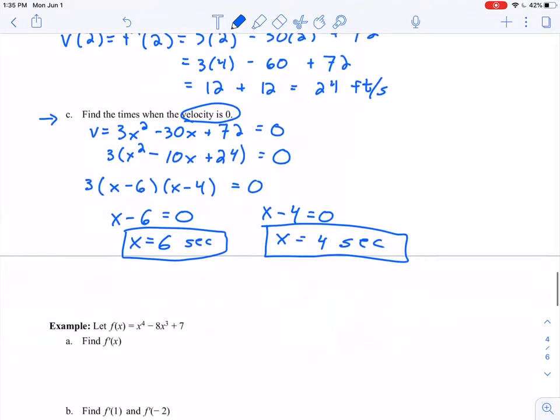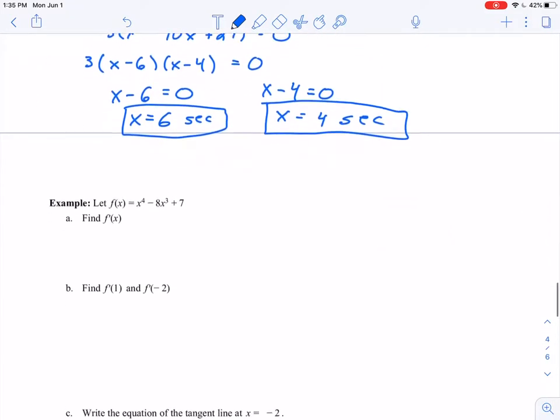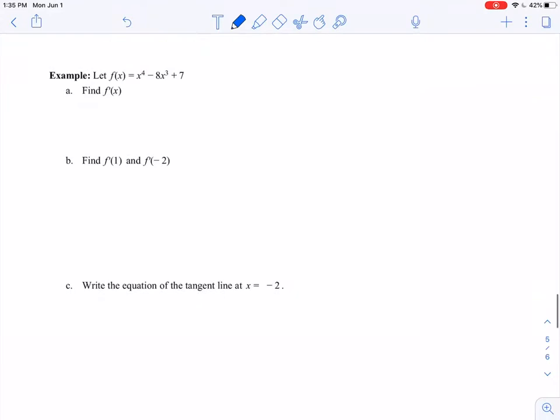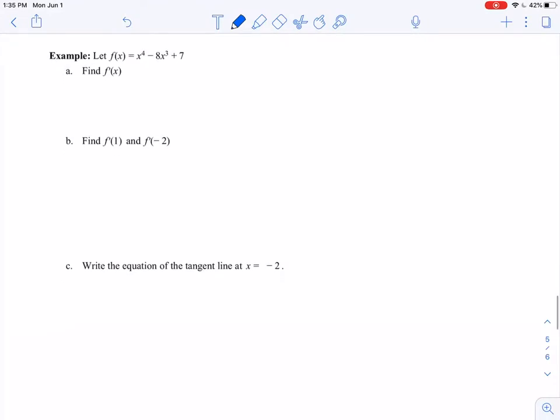One last example I'd like to do for this section, just because you'll see a lot of these in the homework. They're very good questions to study. So here I have f of x equals x to the 4th minus 8x cubed plus 7. Part A says find f prime of x. Well, we can just use our power rule here. F prime of x is equal to 4x cubed minus 24x squared, and the derivative of 7 is just going to be 0, so my constant term drops off.